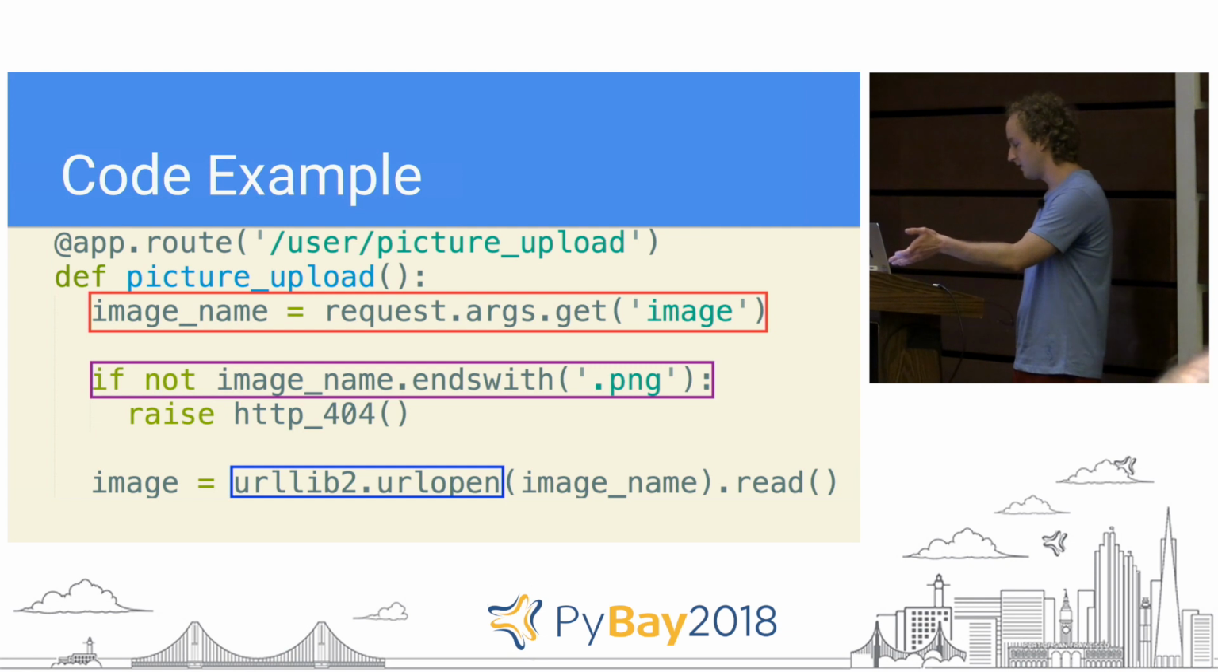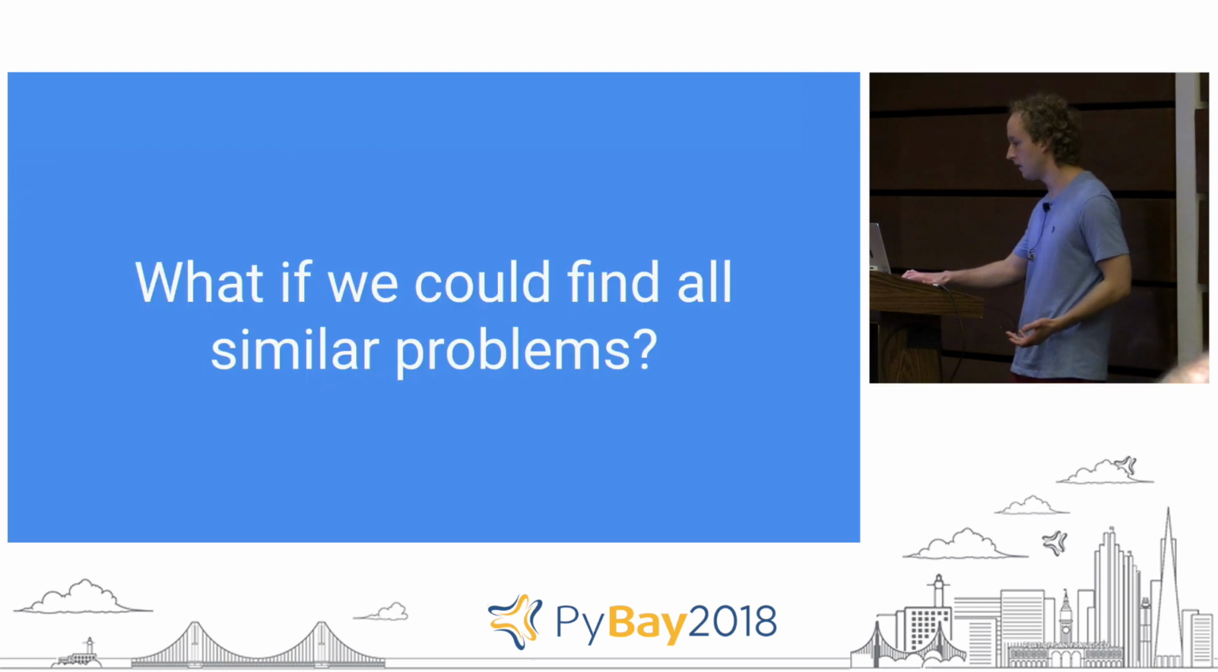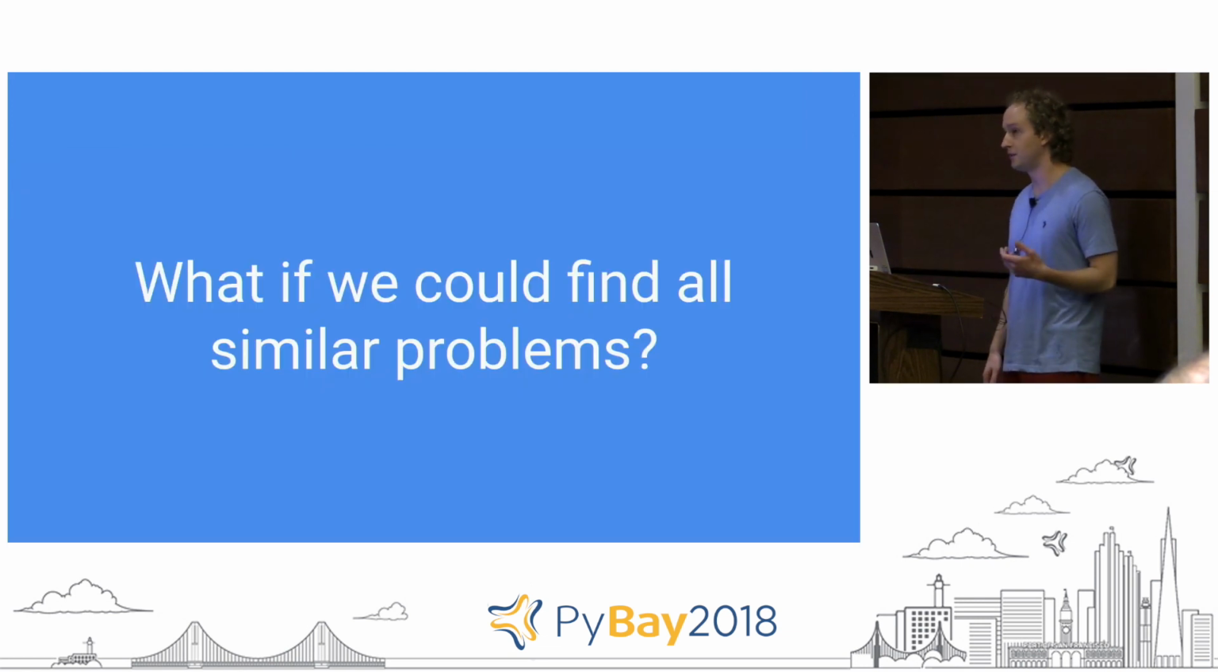And there might be some things that get in the way that make your vulnerability not possible or exploitable. In this case, there's an image name ends with check that could be fooled by the fragment identifier trick, like the hashtag at the end of a URL that's typically ignored and not sent to the server. So in this case, we would see that image name flows into URL open and then report it as a vulnerability.